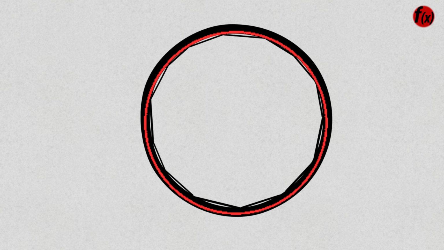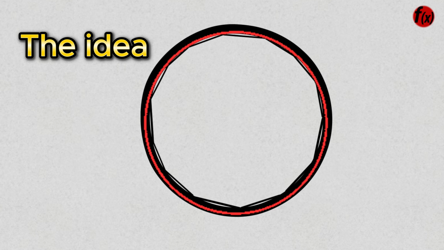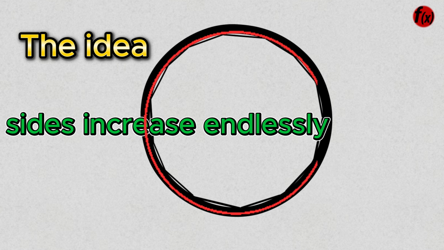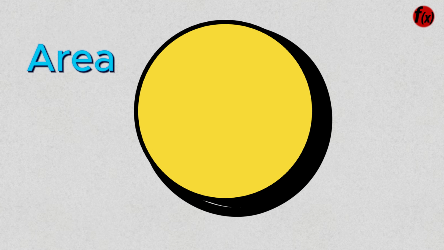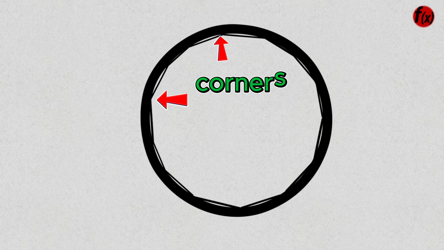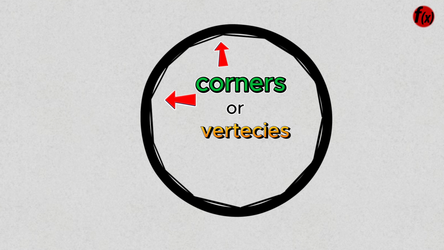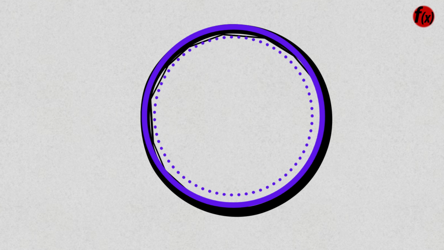No final polygon. There isn't an actual polygon with infinite sides. Instead, it's the idea that as sides increase endlessly, the polygon's properties, perimeter and area, become those of the circle. Smoothness from infinite sides. Finite polygons have corners, vertices. Infinite-sided polygons' corners are so frequent and slight that the curve is smooth everywhere.